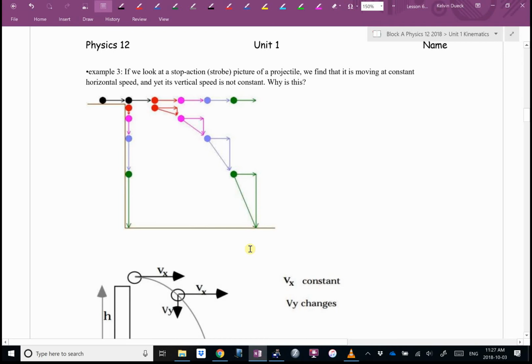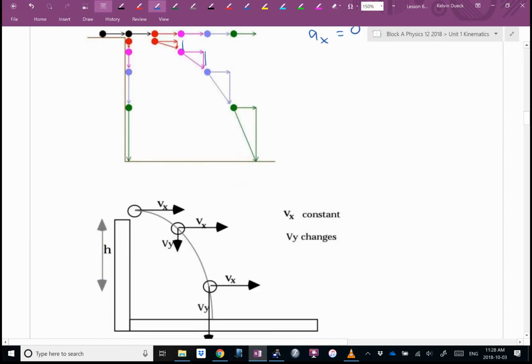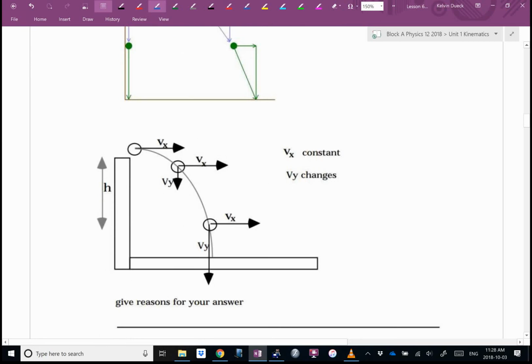If you were to look at a strobe photo of a projectile launched over a cliff, you'd find the vertical distances are getting bigger because it's accelerating vertically, but you would find that the distance it travels horizontally is the same. Why is this? Because the horizontal acceleration is, everybody, 0. Not immediately intuitive, but that is what's going on. Now, because the horizontal acceleration is 0, that means the horizontal velocity is constant. The vertical velocity is changing, getting bigger, but negative.